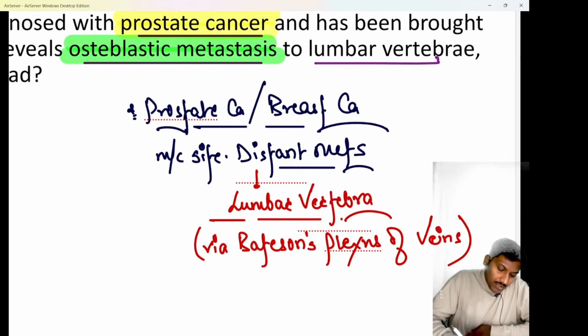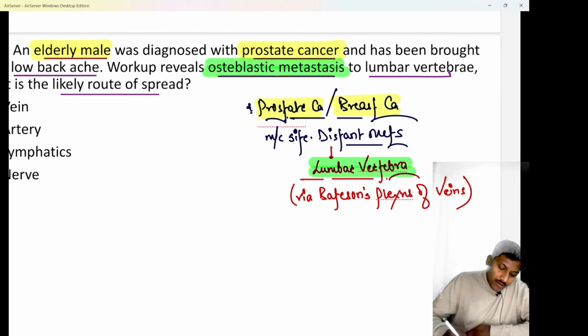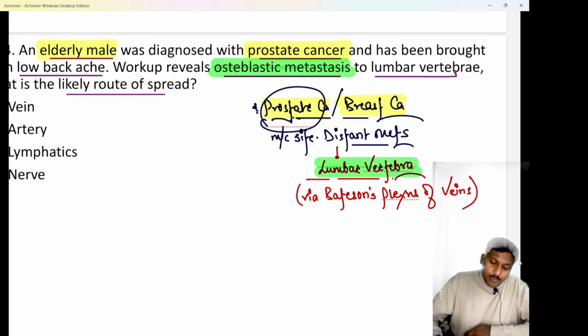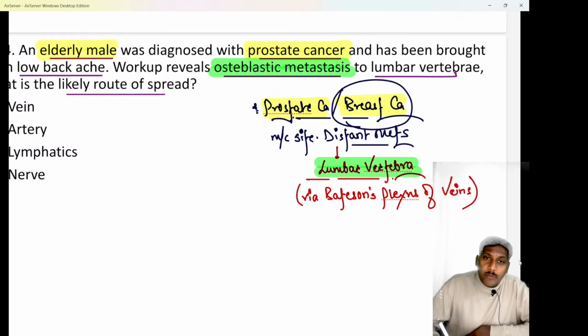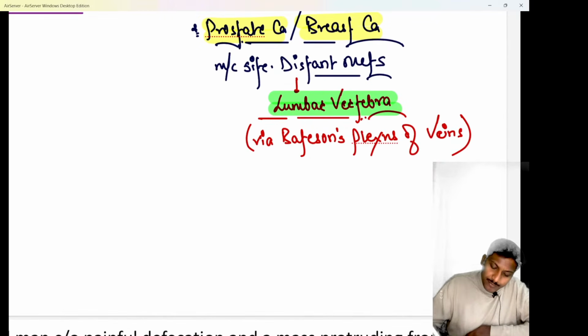So remember, either they ask you about prostate cancer or they ask you about breast cancer. In both conditions, do remember, the most common site for distant metastasis is the lumbar vertebra. Prostate cancer commonly causes an osteoblastic metastasis, whereas breast cancer commonly causes an osteolytic metastasis. Clear?